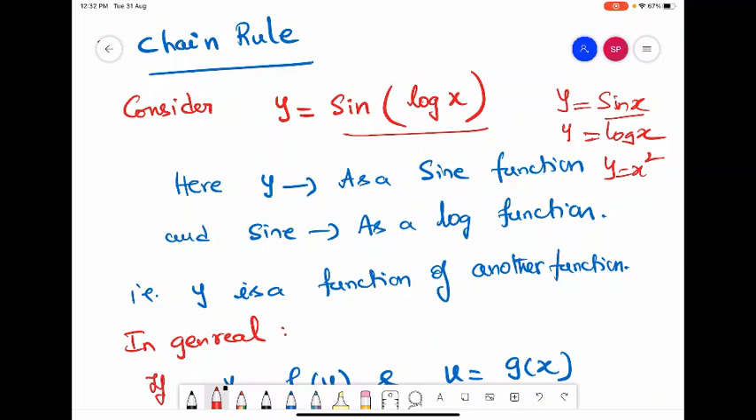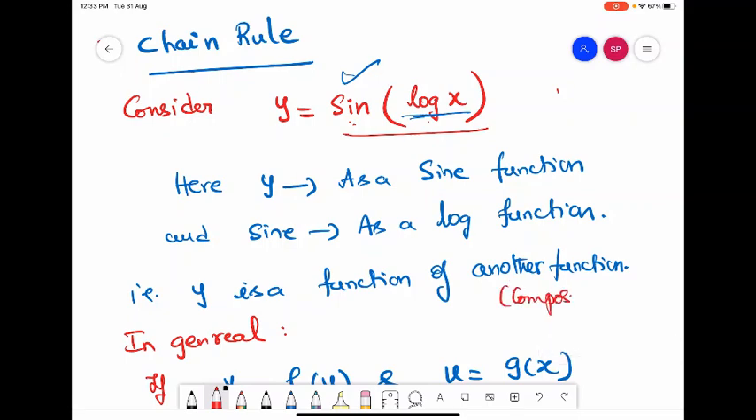But if you observe here, y is equal to sine of log x. So here y is a function of another function. It is mainly a sine function, and inside that sine function there is a log function. So y is a sine function and the argument of sine is again a log function. This we call a composite function, where y is a function of another function. I will write here: composite function.